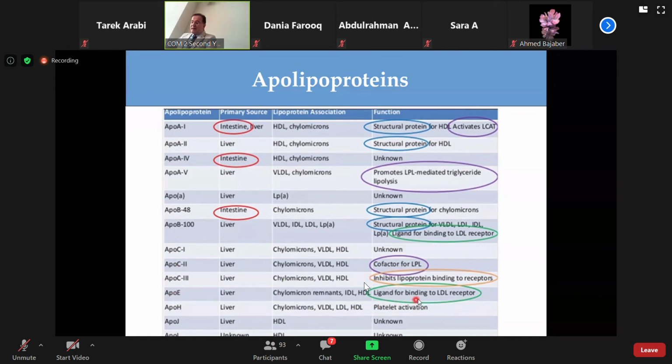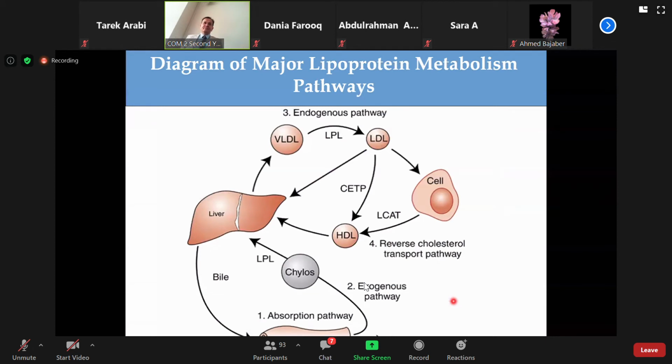ApoE is a ligand for binding of the LDL receptor. So if we have familial hypercholesterolemia, what happens with ApoE? It's a ligand, right? So it binds to the LDL receptor. So if the LDL receptor is not there, what happens? From the name, familial hypercholesterolemia. There will be increased deposits of triglycerides in the body. This will cause eruptive xanthomas and illness. True.